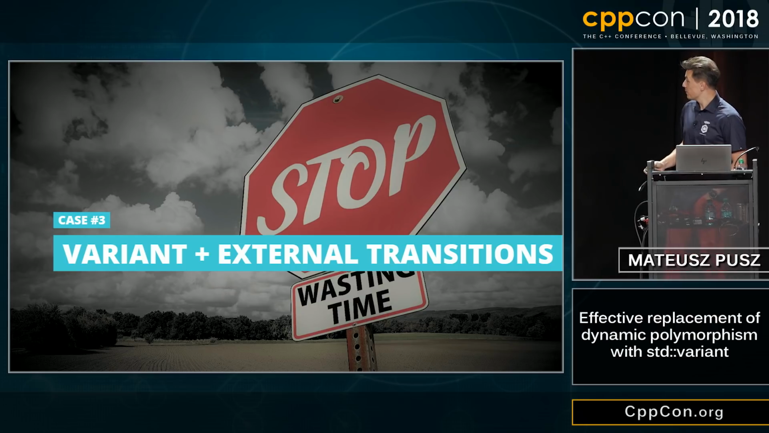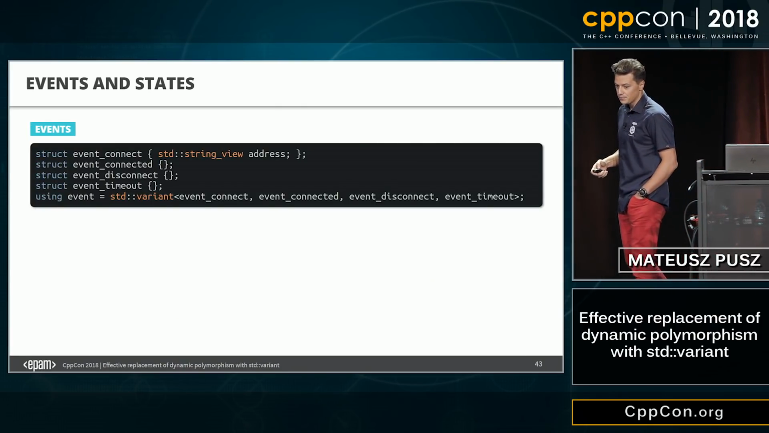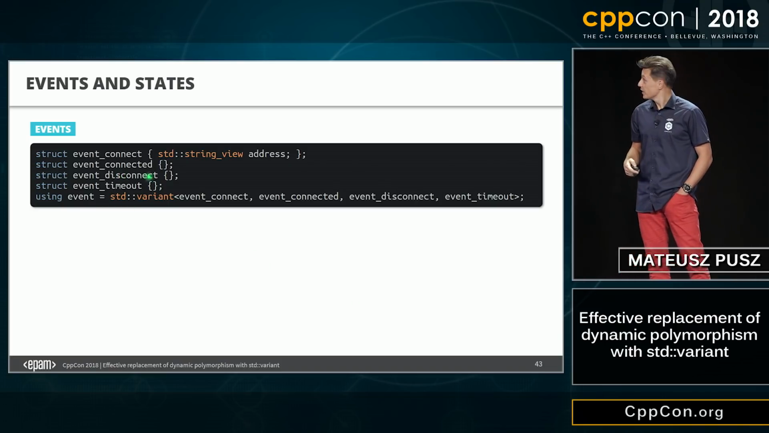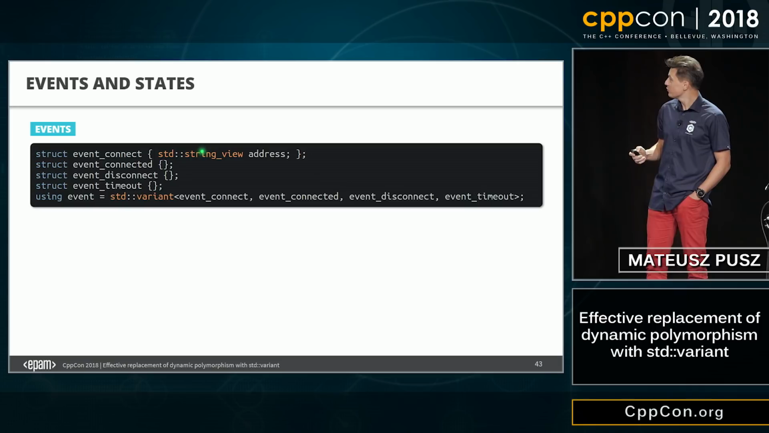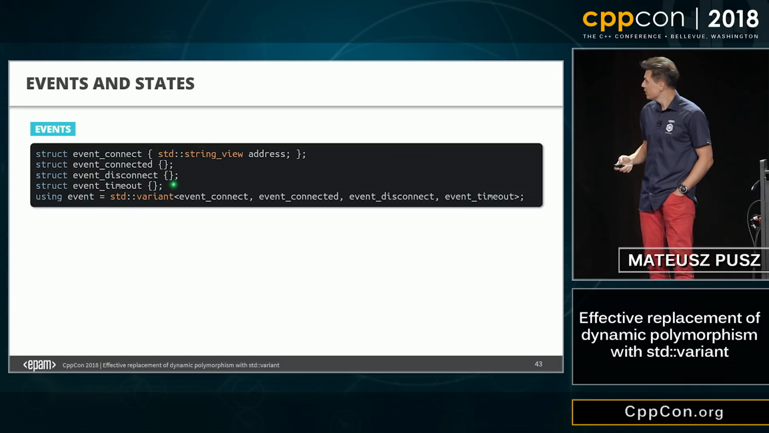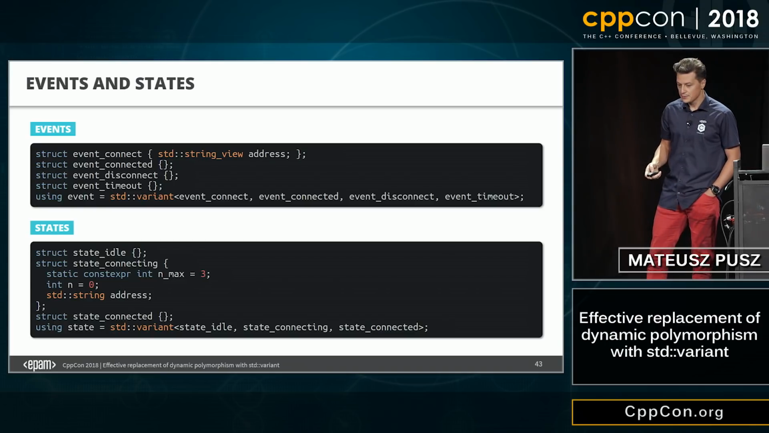So let's come back to our Finite State Machine. Right now we can define events as unrelated classes. One of them will store the address, another one will be empty, and we put everything into a variant of events. We do the same with states.